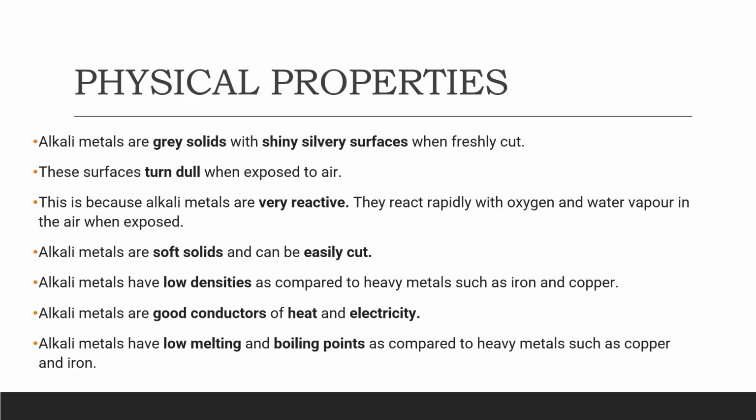Next is physical properties of the group 1 elements. Alkali metals are gray solids with shiny silvery surfaces when freshly cut. This point tells that normally alkali metals are grayish in color. When you cut one, you can see the shiny silver surface on it. It's very easy to cut them, you can cut it with a knife, and when you cut it, you see a shiny silvery surface.